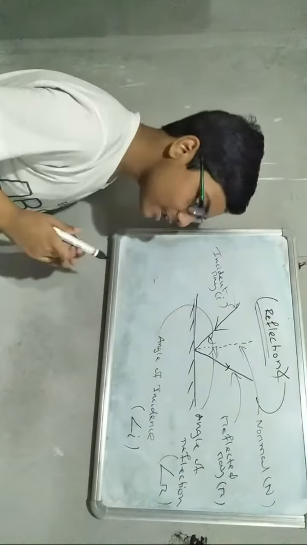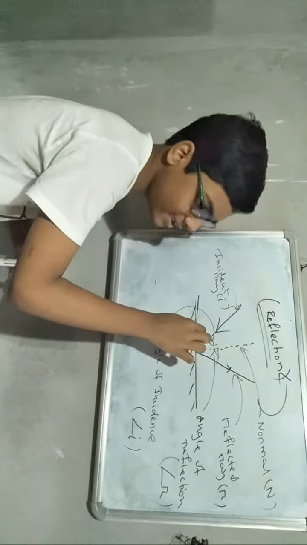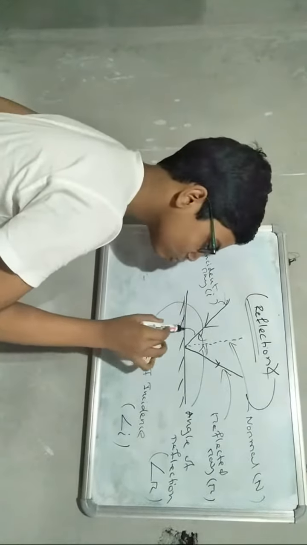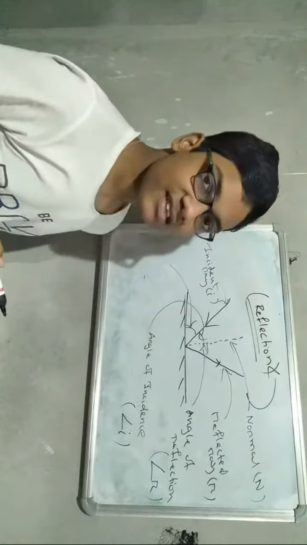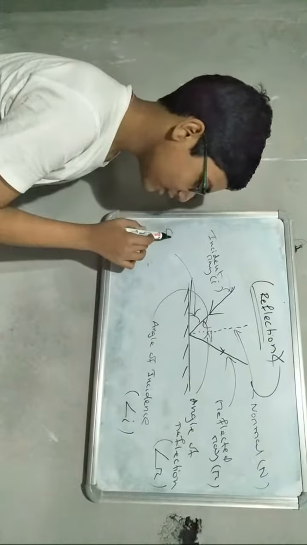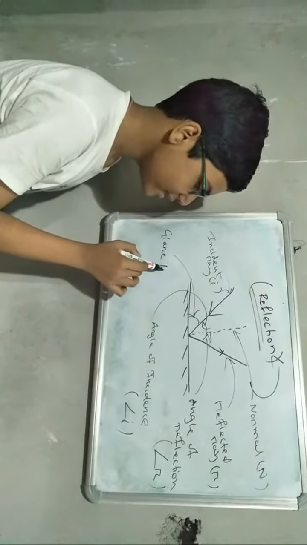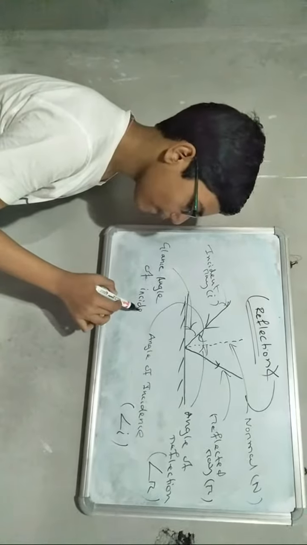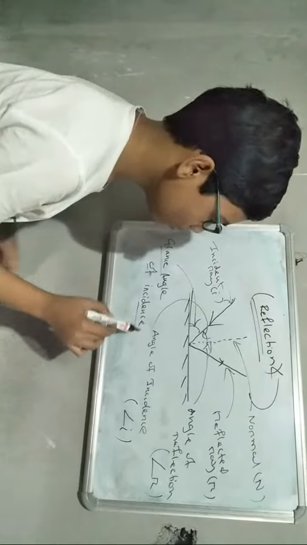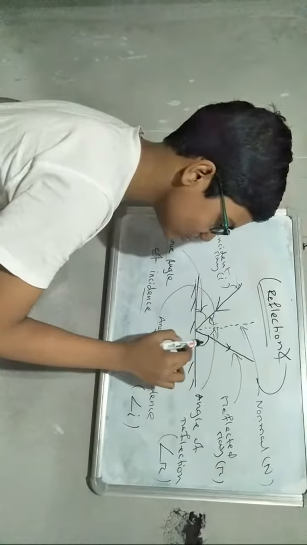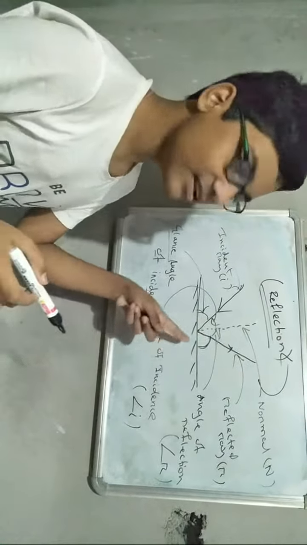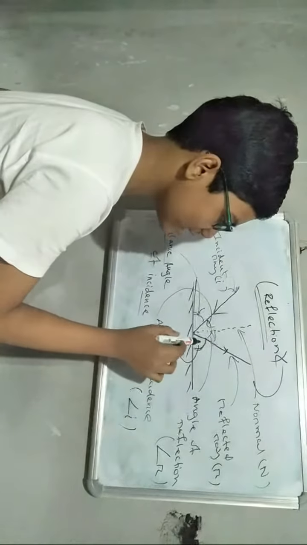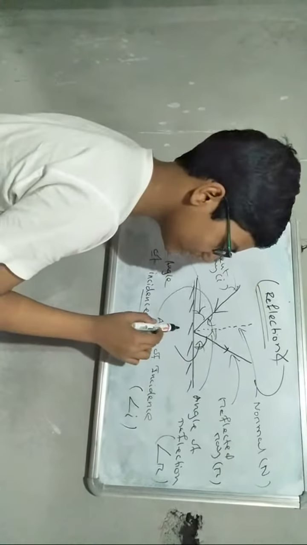Now, you can see there is an angle formed between the surface and the incident ray. This angle is known as the glancing angle of incidence. And there is also an angle formed between the reflected ray and the surface. This angle is known as the glancing angle of reflection.